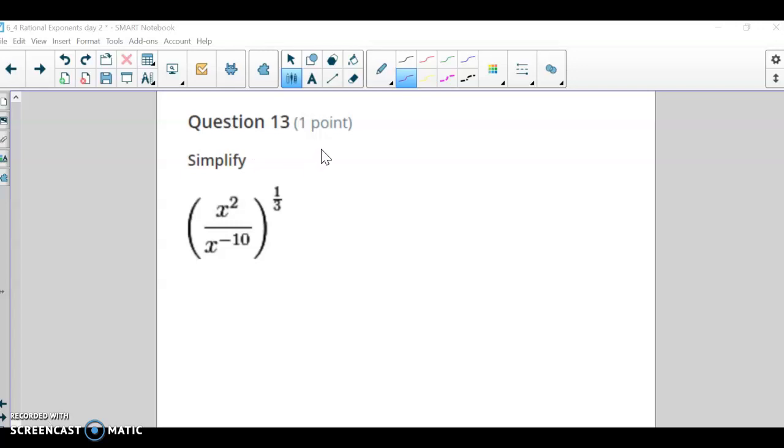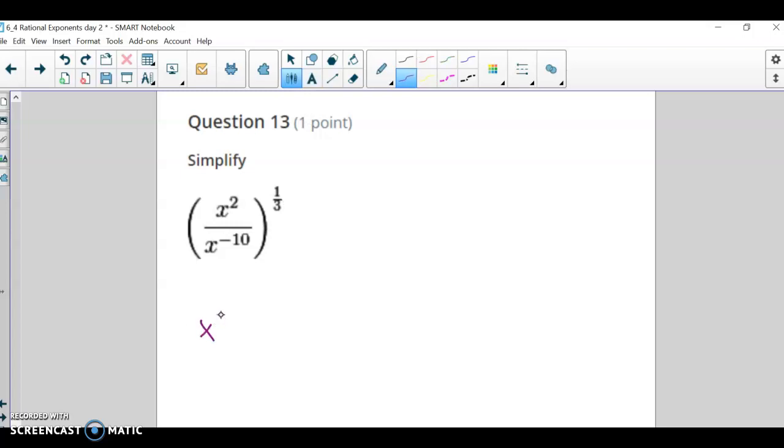All right, 6.4, day 2, homework number 13. Goal is to simplify. At first glance, a lot of kids would think distribute, which isn't wrong, but 1/3 of 2 and 1/3 of -10 kind of makes messy numbers, right? So what I would actually recommend doing here is simplify this inside part.